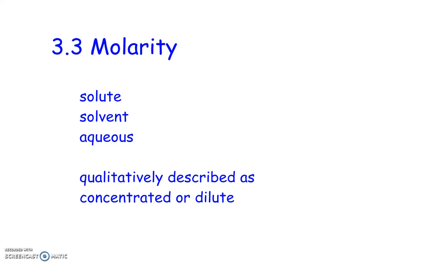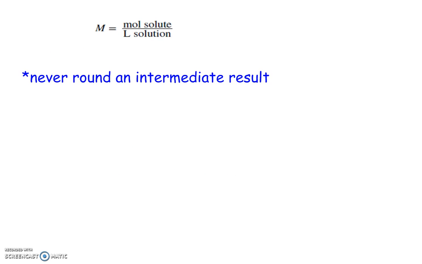When we have a solution, we can qualitatively describe it as concentrated or dilute, but those terms can be a little bit relative. So often we want to know exactly how concentrated my actual substance is. And one of the most common units that we'll be using to do that is molarity. The formula for molarity is the moles of solute divided by the liters of solution.